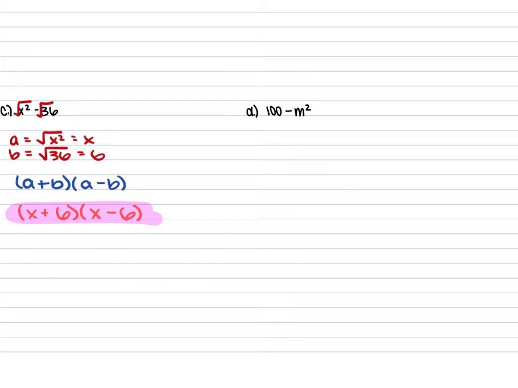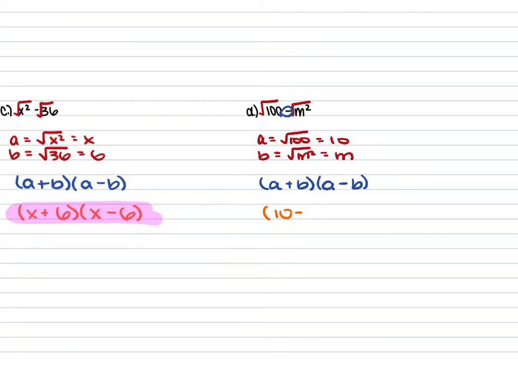For example D, we have 100 minus m squared. So for this one, again, I can take the square root of that 100. I can take the square root of that m squared. My a is going to be the square root of 100, which is 10. Our b is going to be the square root of m squared, which is m. So again, difference of squares here. A plus b times a minus b gives us 10 plus m times 10 minus m.